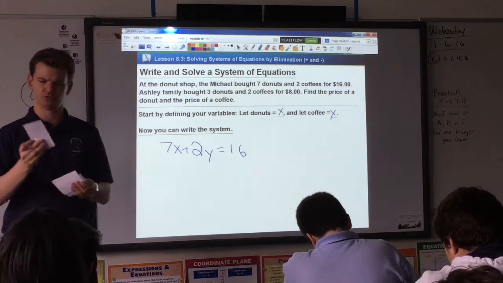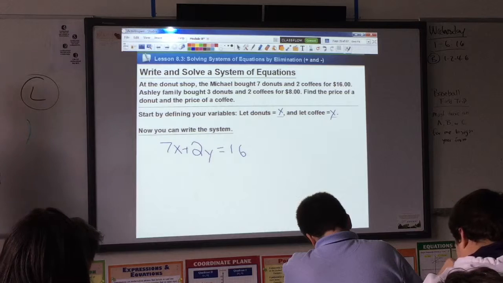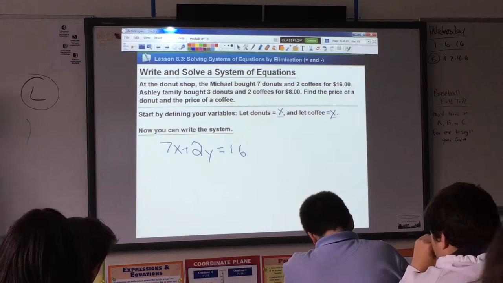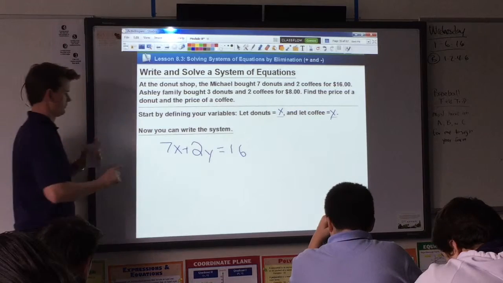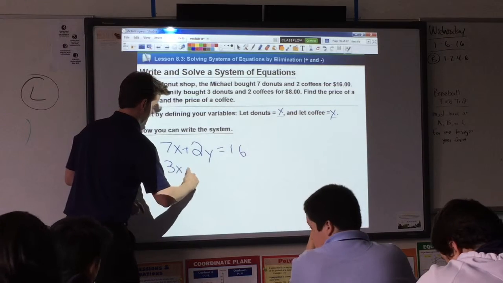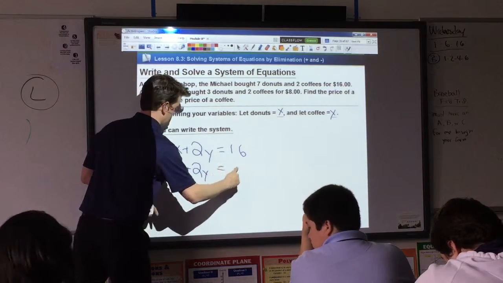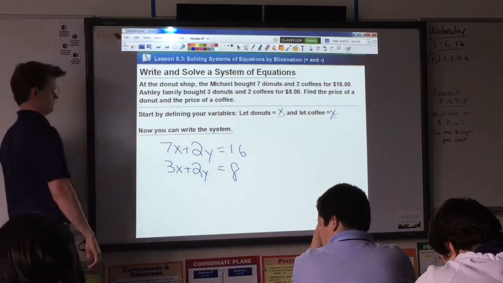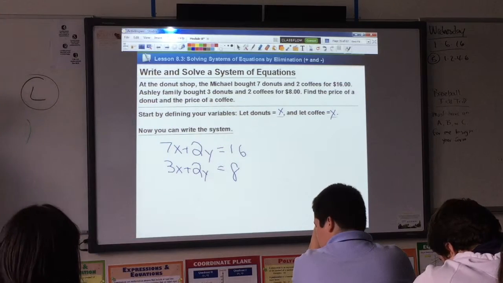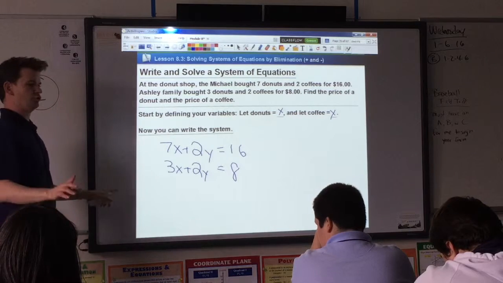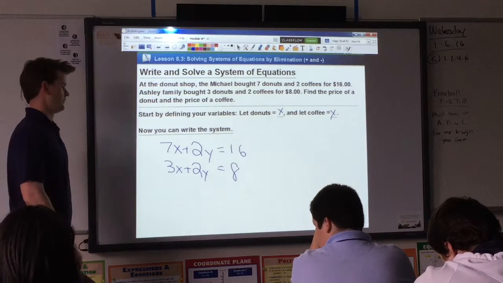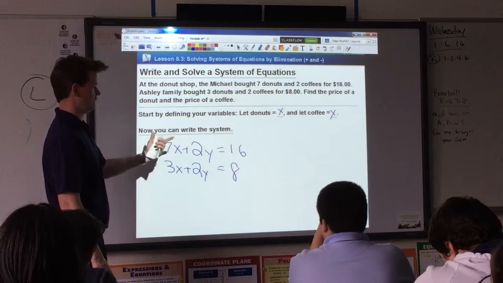Sorry. Mr. Mota, what's the equation for Ashley? 3x plus 2y equals 8. And if you're looking at this and you have good deductive reasoning, you should realize that we don't have an inverse, so we have to create it. Probably easier to do this one. Go in and solve it.